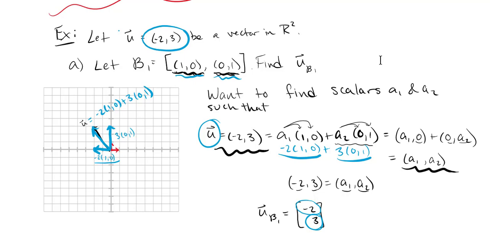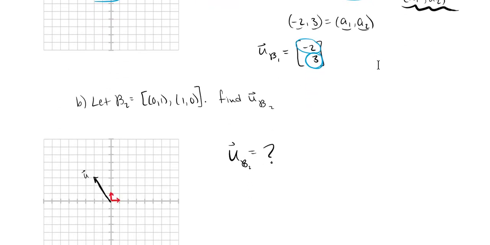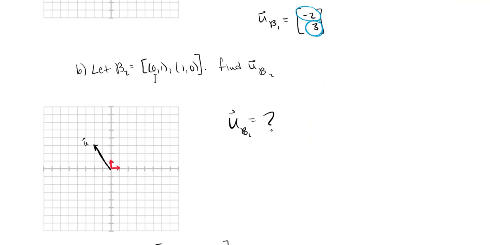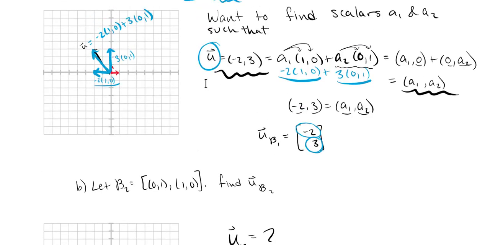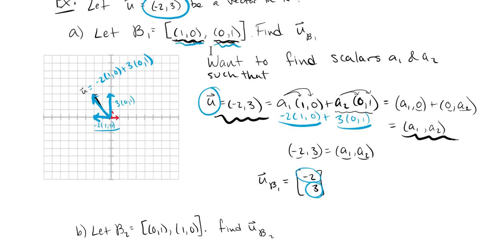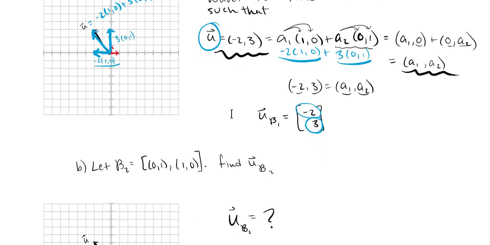Okay, so let's do another example here. We found our coordinate vector there. Let's now look at the basis 0, 1, the ordered basis 0, 1, 1, 0. Notice this is the same set of vectors in opposite order. Here we're seeing why it's so important to specify ordered bases.